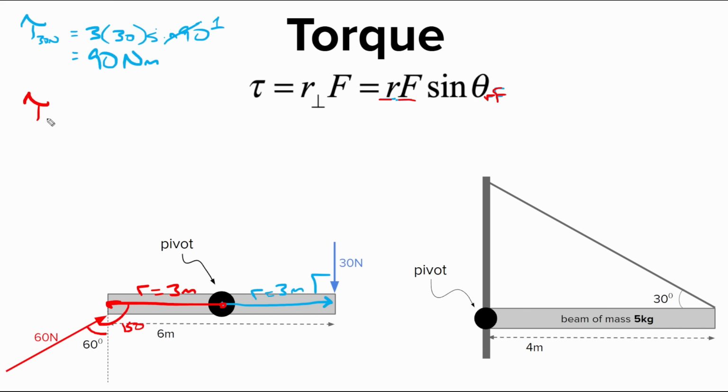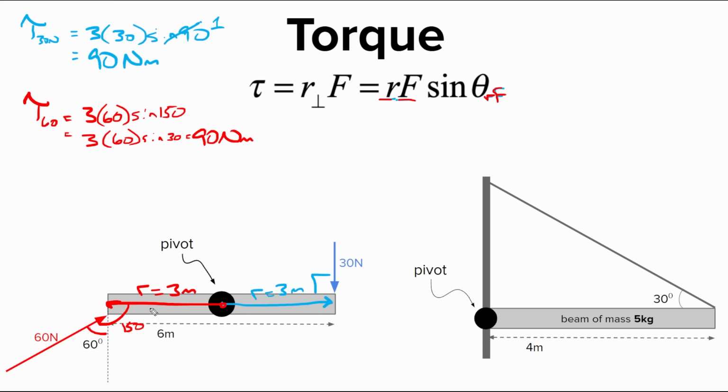So this torque from the 60 would be 3 meters times 60 newtons times sine of 150 degrees. But luckily, sine of 150 is the same as sine of 30. So 3 times 60, times sine of 30. This also gives you 90 Newton meters.